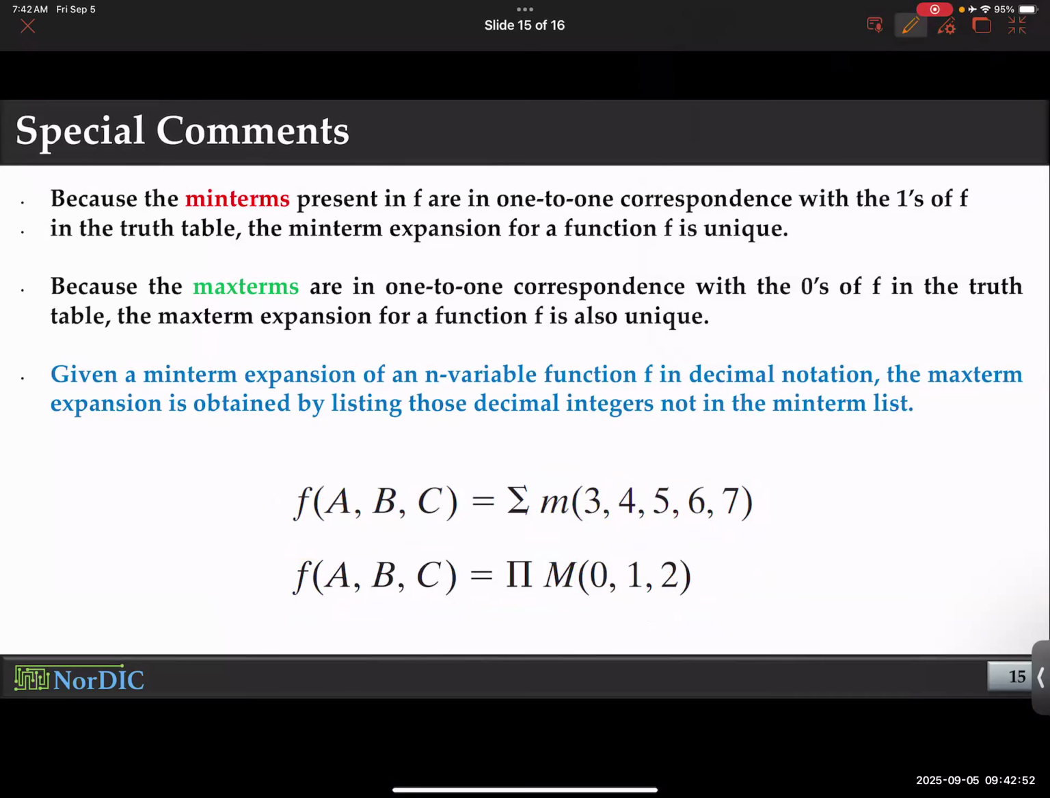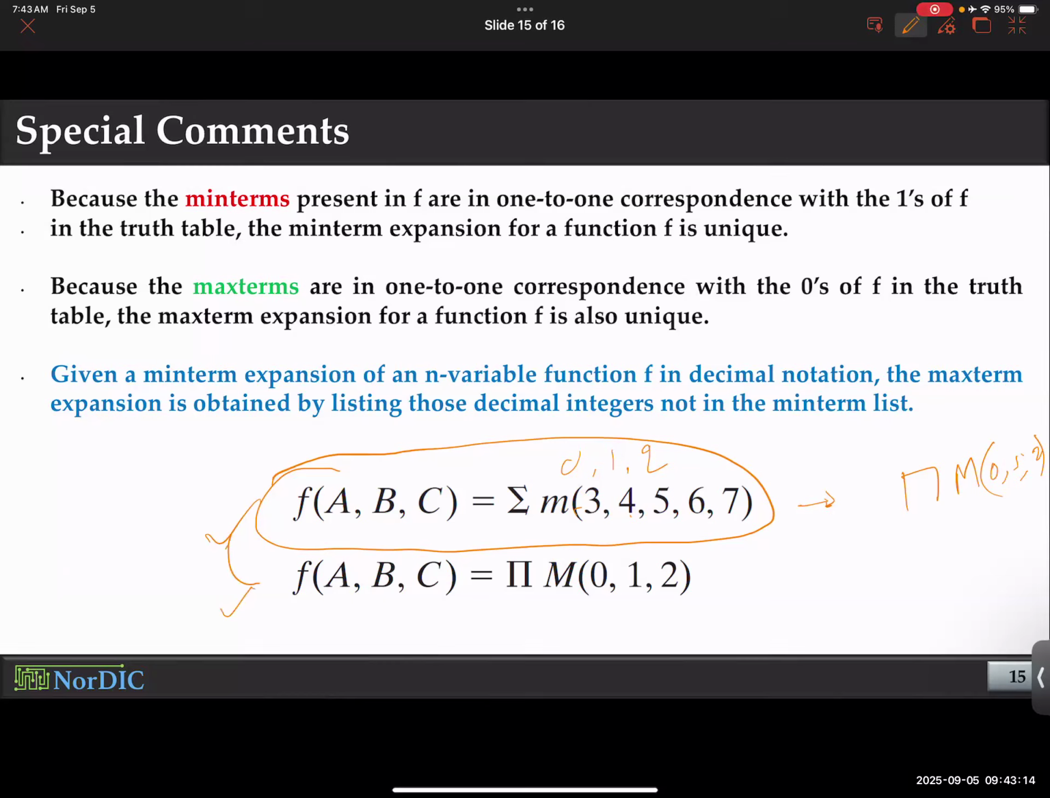So if I give you the min term expression for a function, you can easily come up with the max term expression. Like 3, 4, 5, 6, 7 have been used. Sure. And I ask you to create the max term expression. Here it is. Max term would be whatever was not there. You don't have 0, 1, and 2. So there you go. So given one, you can easily get the other. And as you can see, this could be very powerful.